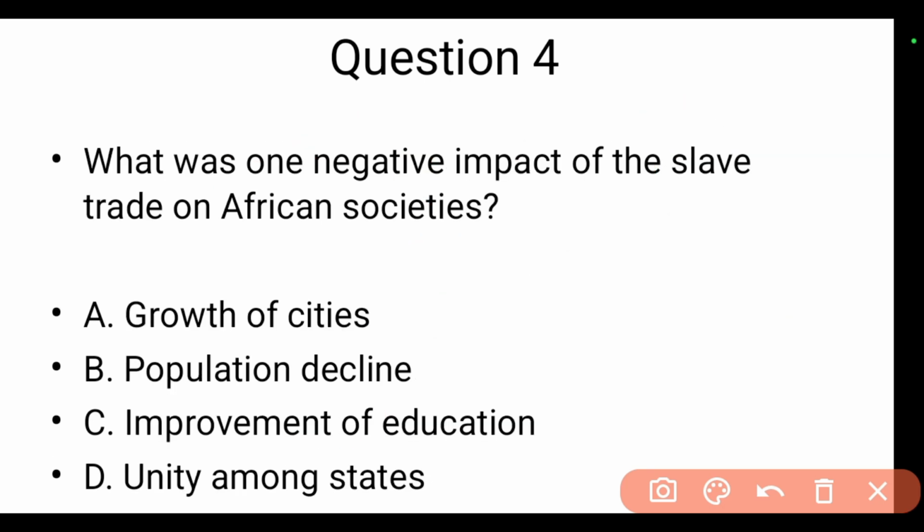What was one negative impact of the slave trade on African societies? A. Growth of cities. B. Population decline. C. Improvement of education. D. Unity among states. Okay, the answer is B.